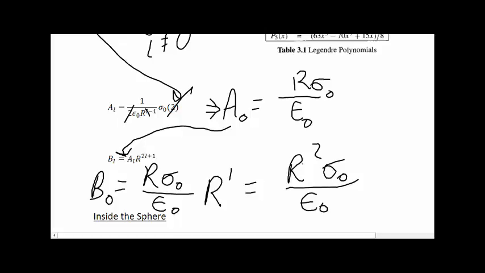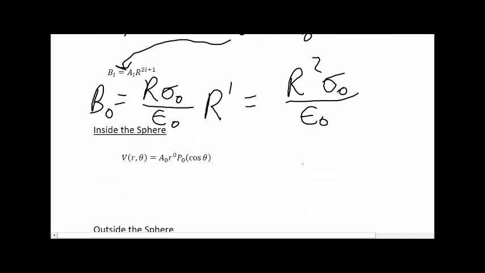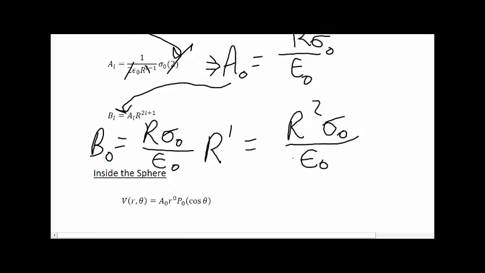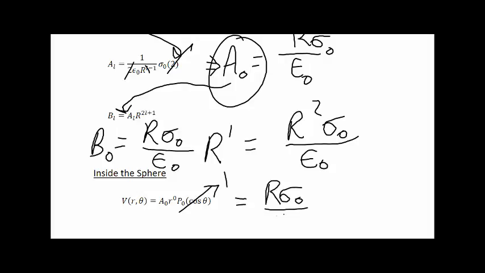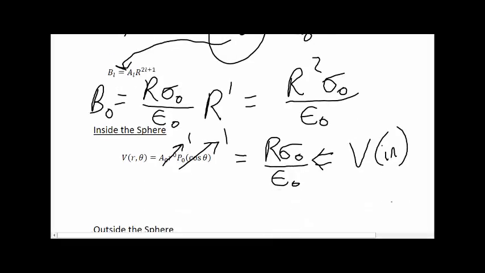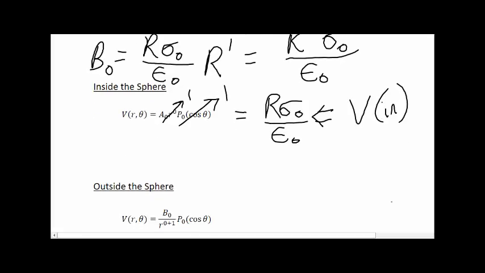Now we're ready to solve for the inside of the sphere, which is pretty straightforward now that we've already got all the steps out of the way. You just have to take the A naught that we have from before, take that to 1, and then you get an R sigma naught over epsilon naught, and this goes to 1. So this is your V for inside the sphere there. It's a lot more straightforward, pretty simple. I tend to prefer it over the other method.